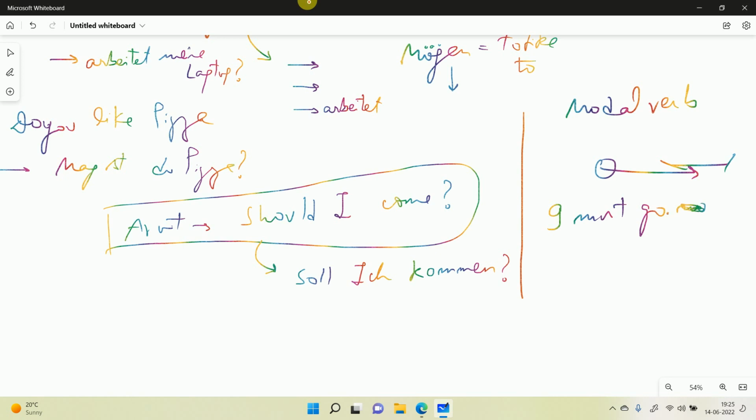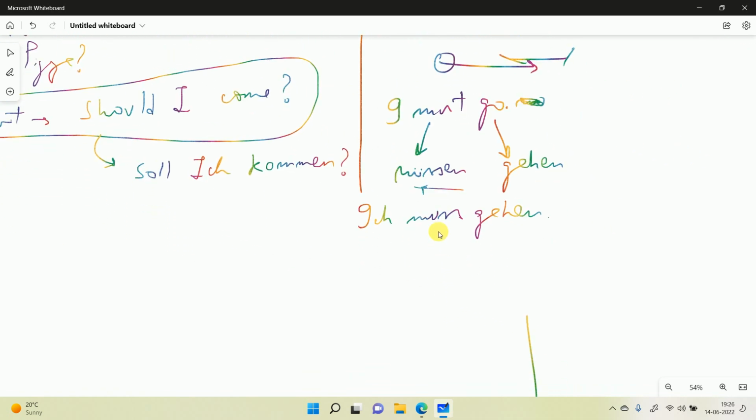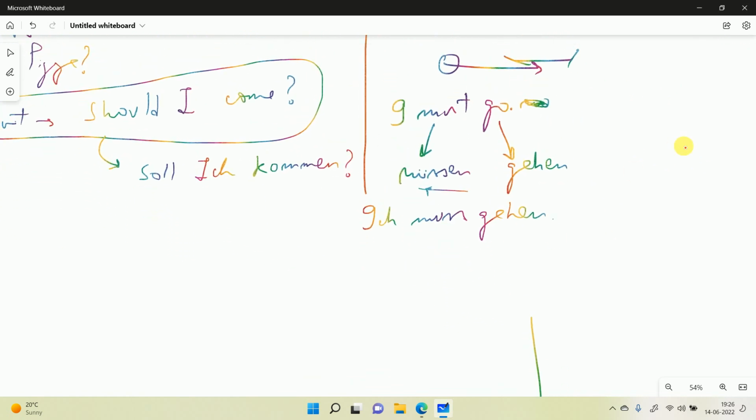Here there are two verbs which will be used. One will be modal, which is müssen, and the go will become gehen, right? लेकिन यहाँ क्या होगा? The moment a modal verb comes into picture, it always has the highest priority. So it becomes ich muss gehen, right? Now this is kind of a blanket rule that it never fails. There's hardly any exception that I can recall. And the same lines, I must go becomes ich muss gehen.